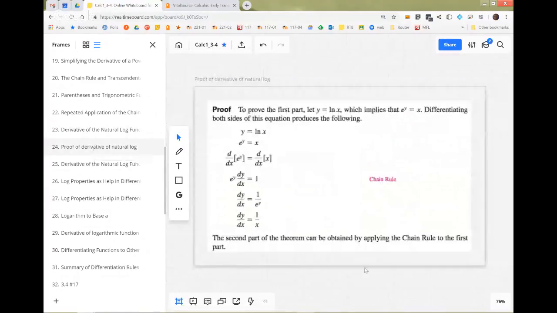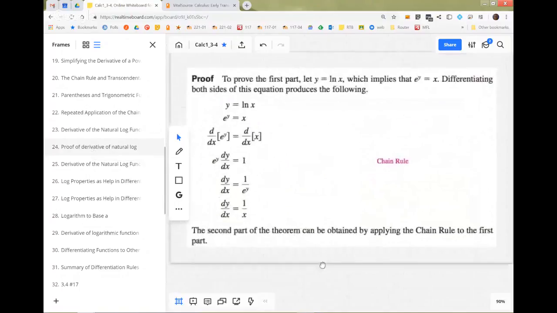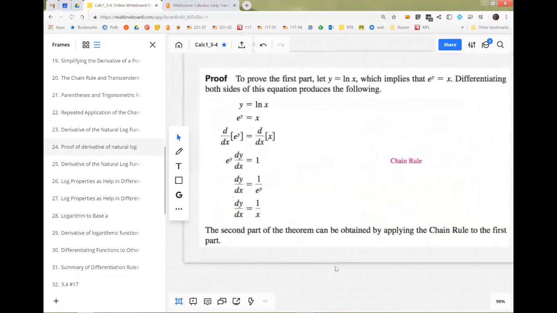This I didn't show you. Let's just take a look at this. This is actually a proof that the derivative of the natural log is 1 over x. So let's start at the top. We have the original function, y equals the natural log of x. Isn't this the same thing? Because the natural log of x means e to that power is x. So to go from 1 to 2, that's the meaning of the natural log.